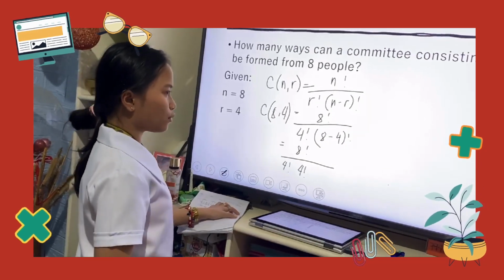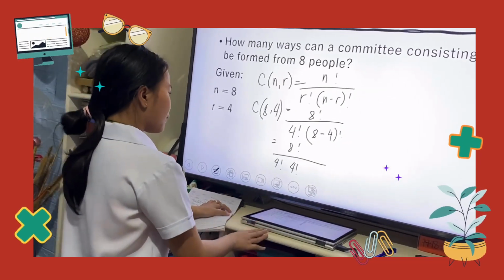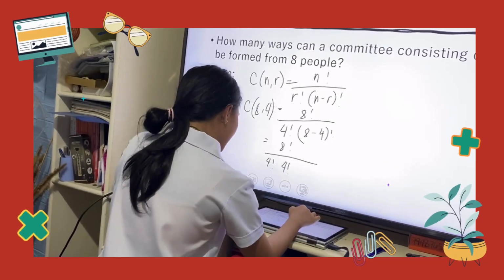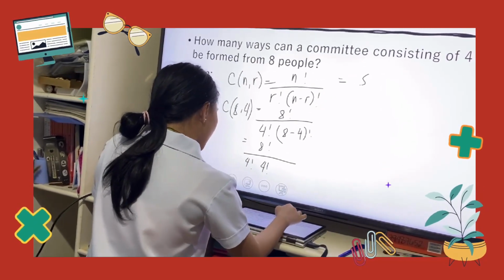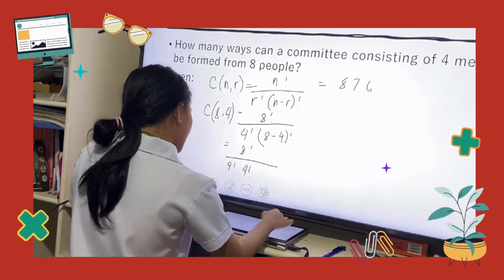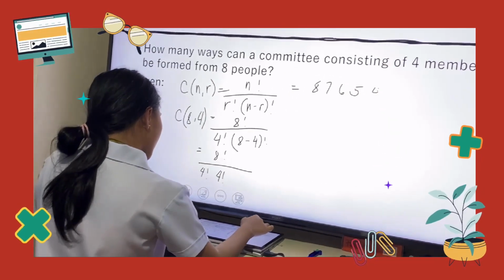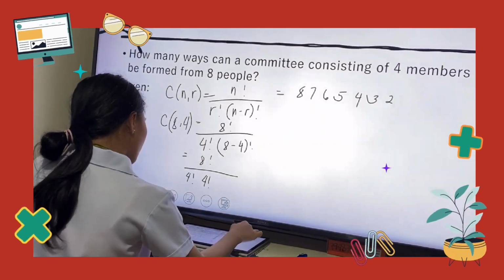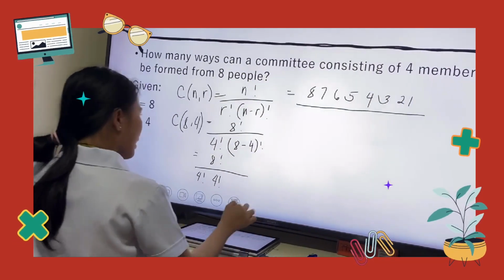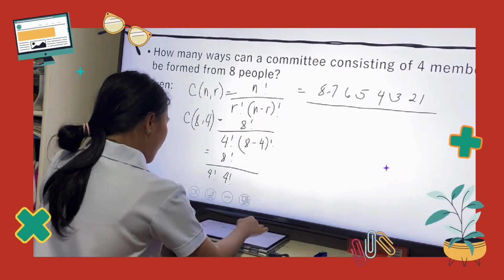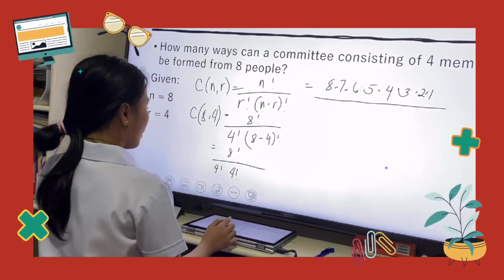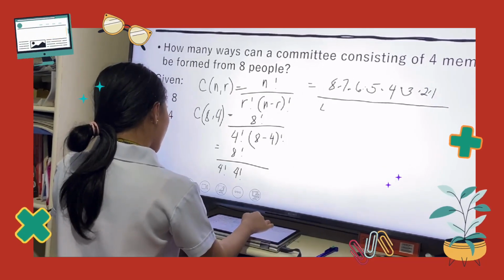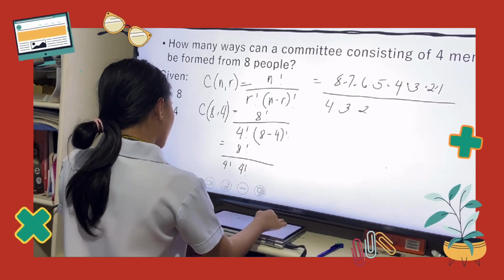The next thing to do is to multiply. So the next thing to do is to multiply 8, 7, 6, 5, 4, 3, 2, 1. So you have to multiply all of these numbers. And then same thing for the numbers below. So 4, 3, 2, 1.